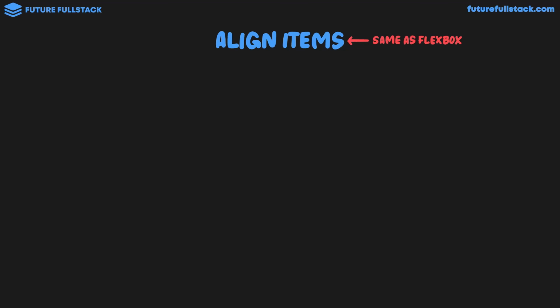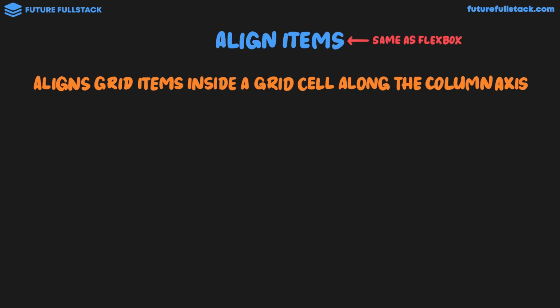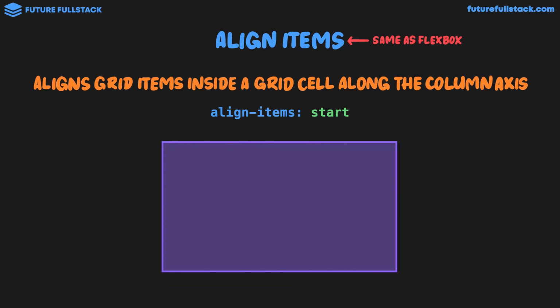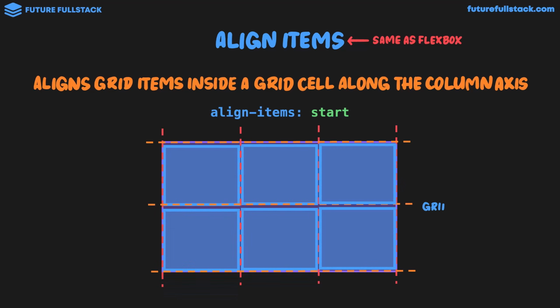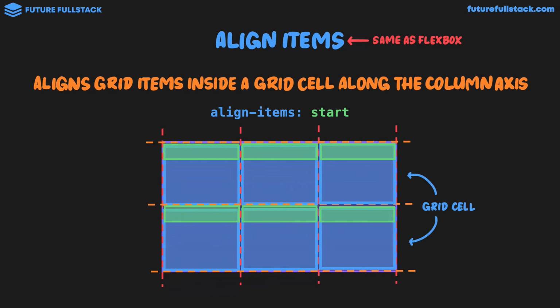The align items property aligns grid items inside a grid cell along the column axis. The CSS property looks like this, where at the moment, the value start is being used. Looking at this in diagram form, we have our grid container, our vertical grid lines, our horizontal grid lines, and these define our grid cells. We then have our grid items inside the grid cells, and along the column axis, these grid items are at the start of their grid cell.